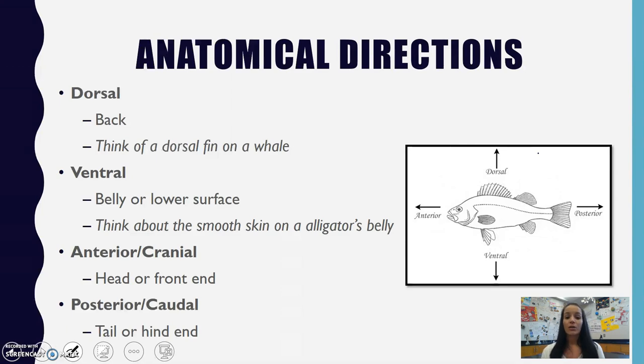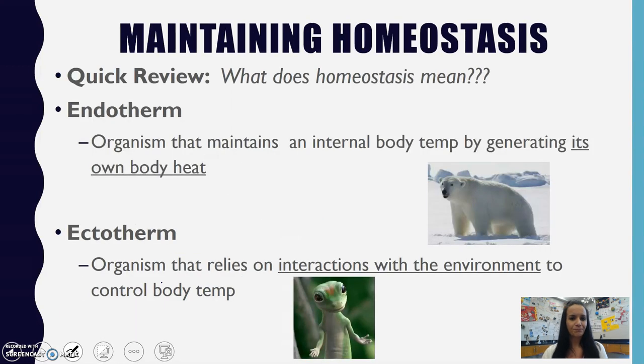Ventral, on the other hand, is the opposite of dorsal, so it's the belly. It's the smooth surface on an alligator's belly, for example. And then anterior or cranial is the head or the front end of the animal, and then posterior or caudal is the tail or hind end. And an easy way to remember that too, a caudal fin on a fish or a shark or a whale or a dolphin, that is their tail fin that helps them swim.